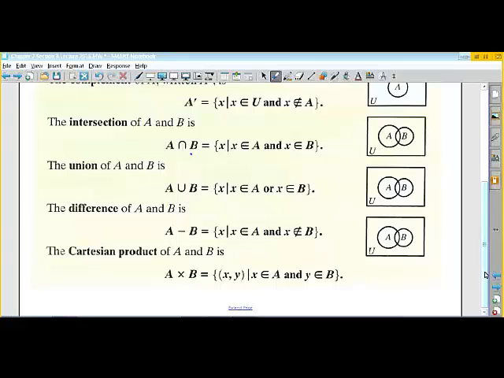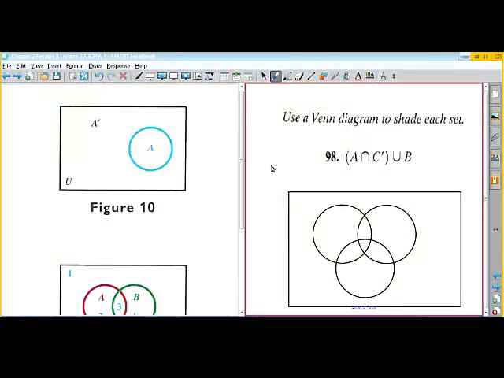And we're just going to ignore that right now. Cartesian product, that's just the definition. So this is just a summary of the definitions and what the corresponding Venn diagrams are associated with. So we're going to look at some more complicated versions of Venn diagrams here.